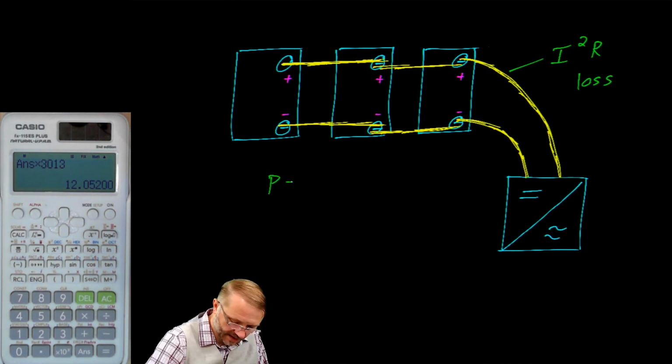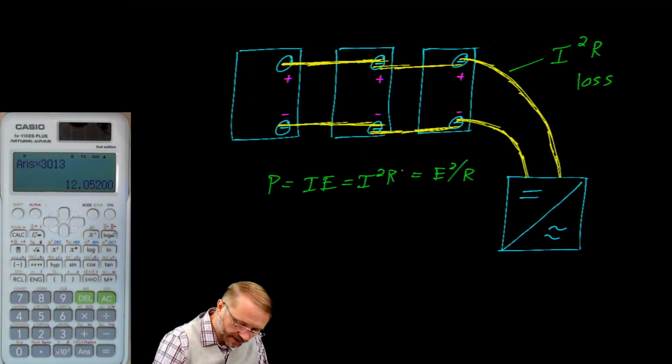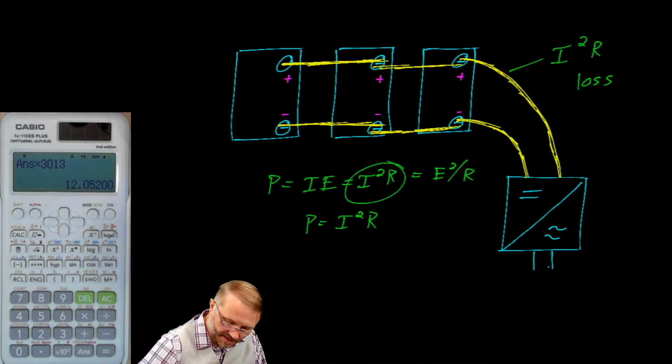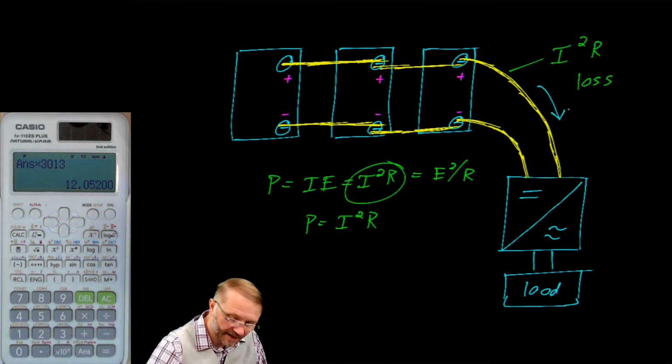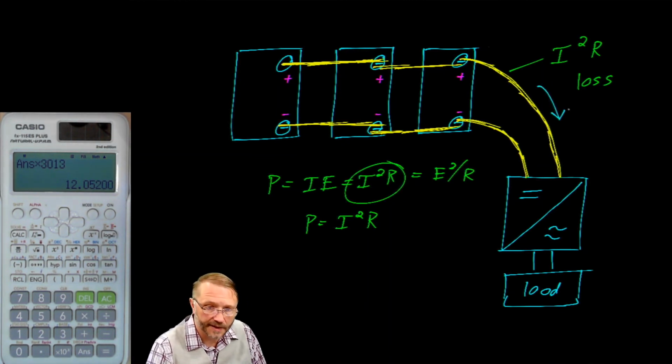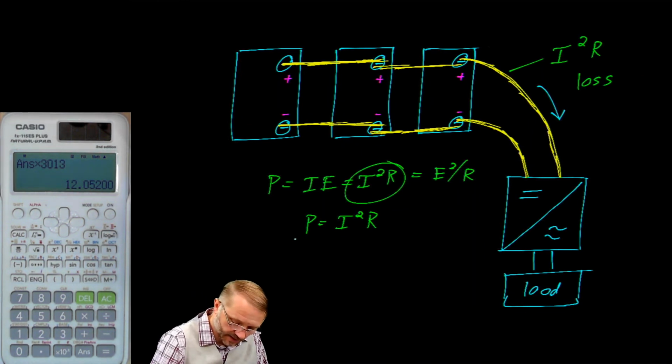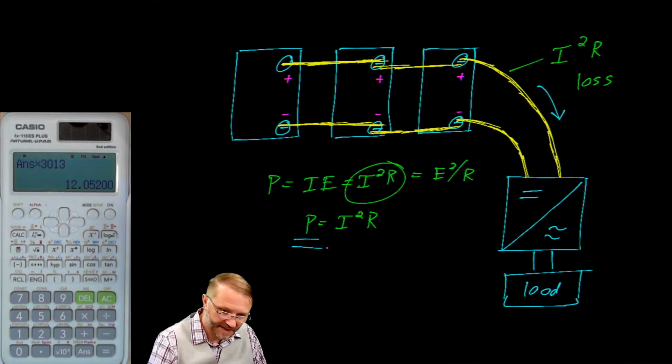Now remember that power is equal to IE, is equal to I²R, is equal to E² divided by R. So we talk about I²R loss. It's this one right here. It goes something like this. When you connect your load out here, a certain amount of current will be drawn by the inverter. So you end up with a current flowing in this wire here. If that wire has a large resistance, you will have a large power loss in the cable.